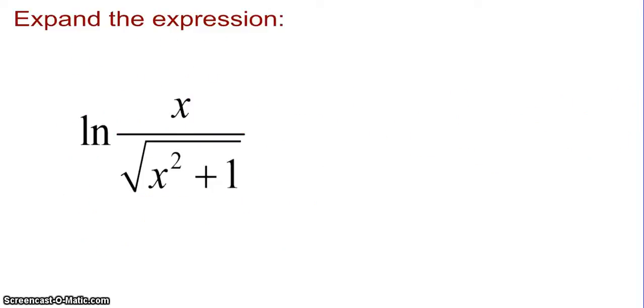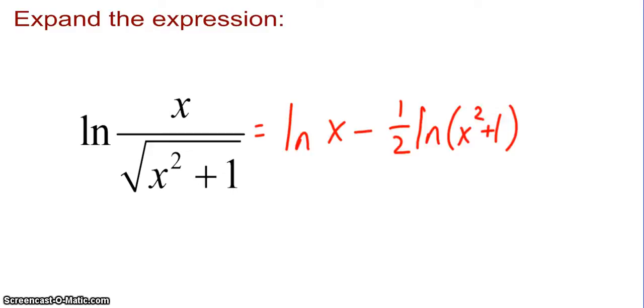Next one, expand the expression. Pause the video, unpause when you're ready to check your work. Okay, so here I did this all in one step, and there's really nothing else we can do. It's really tempting to do something else with the x squared plus 1, but we can't. So first I separated the fact that I have the natural log of a quotient into two separate logs with subtraction, so we end up with the natural log of x minus, and then the x squared plus 1 had an exponent of 1/2 because of the square root, so that came down in front. So it's 1/2 the natural log of the quantity x squared plus 1. Again, I cannot do anything else with that quantity x squared plus 1.